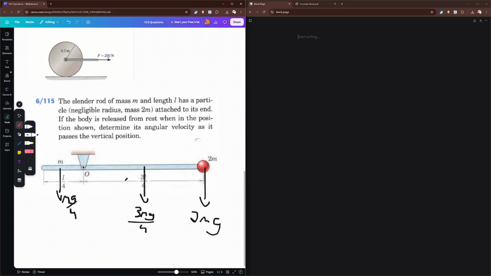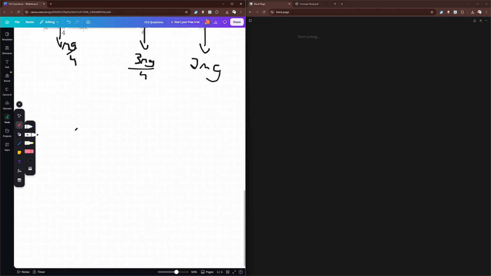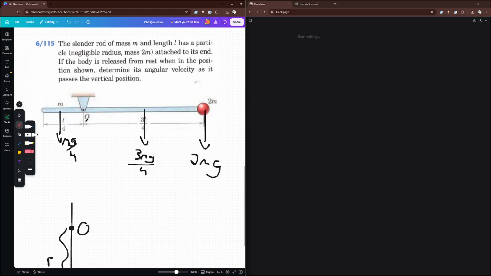And then we can also consider that it's going to have this position when it's fully straight out. Here's our origin, O, and then the ball at the end here. That means the weight is just going to be 3mg, because all the weight is going straight down, like so. And then this is just going to be radius r, which is 3L over 4.